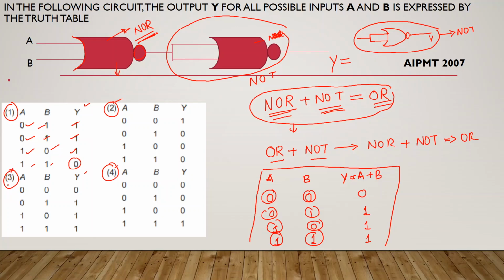See here, I am able to see this third option. 0, 0 is 0. 0, 1 is 1. 1, 0 is 1. 1, 1 is 1. So our correct option is the third one. Why? Because this truth table is similar to the OR truth table. I hope you understood the concept as well as this problem. This question was asked in All India Pre-Medical Test 2007. Let us move on to the next problem.